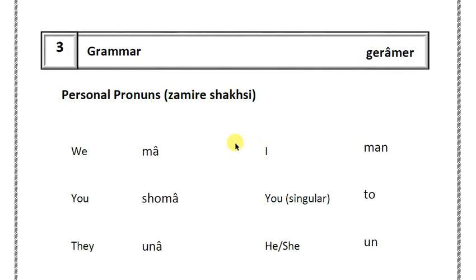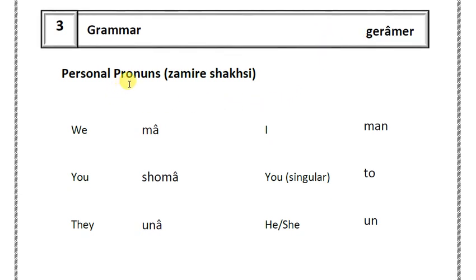Let's go to the next part. Is this the third section? Section number 3. Grammar or just grammar. The personal pronouns in Farsi or ضمیر شخصی. شخص means personal. شخصی, personal. ضمیر شخصی, personal pronouns. So we have 6 personal pronouns.